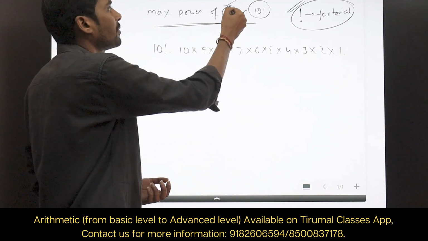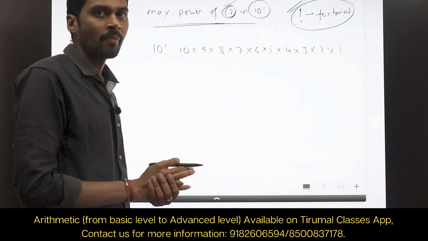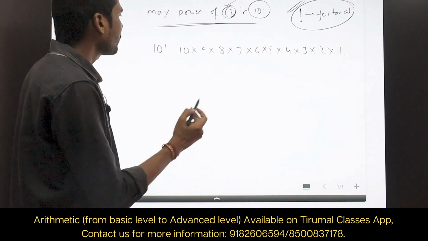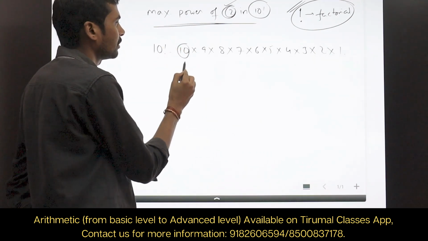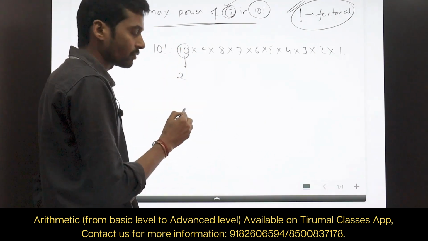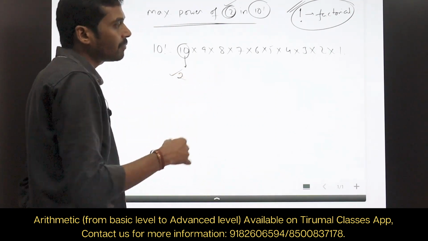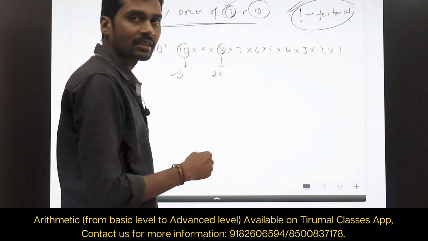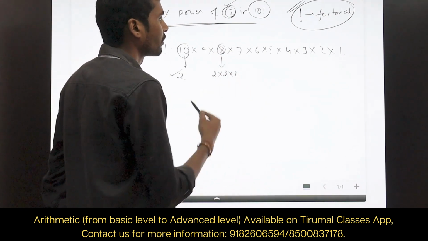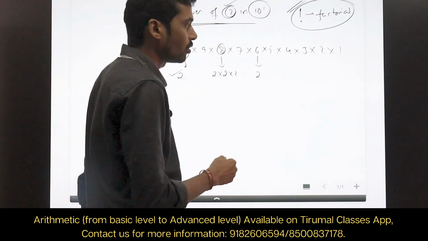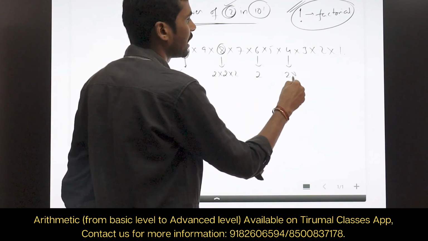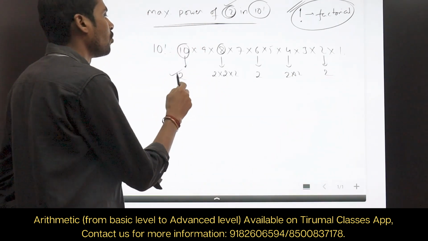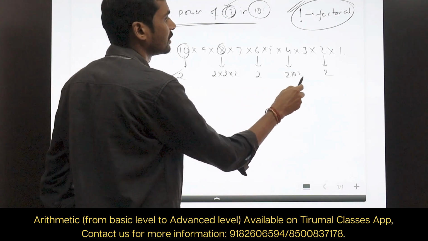The maximum power of some number in any factorial is nothing but how many times we are using that particular number in the given factorial. Here, looking at the 10 factorial product, 10 is 2 into 5, so I am using one 2 here. Similarly, 8 can be written as 2 cube, which is 2 into 2 into 2. 6 means I am using one more 2 here. 4 is 2 square, which means I am using 2 two times. So here I have one more 2. How many 2's do we have? 1, 2, 3, 4, 5, 6, 7, 8.